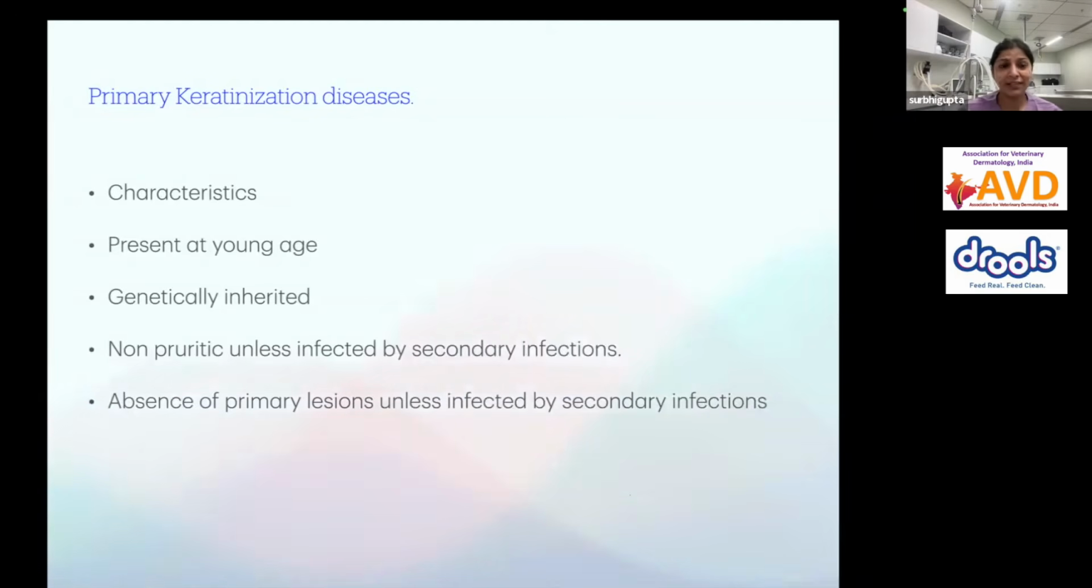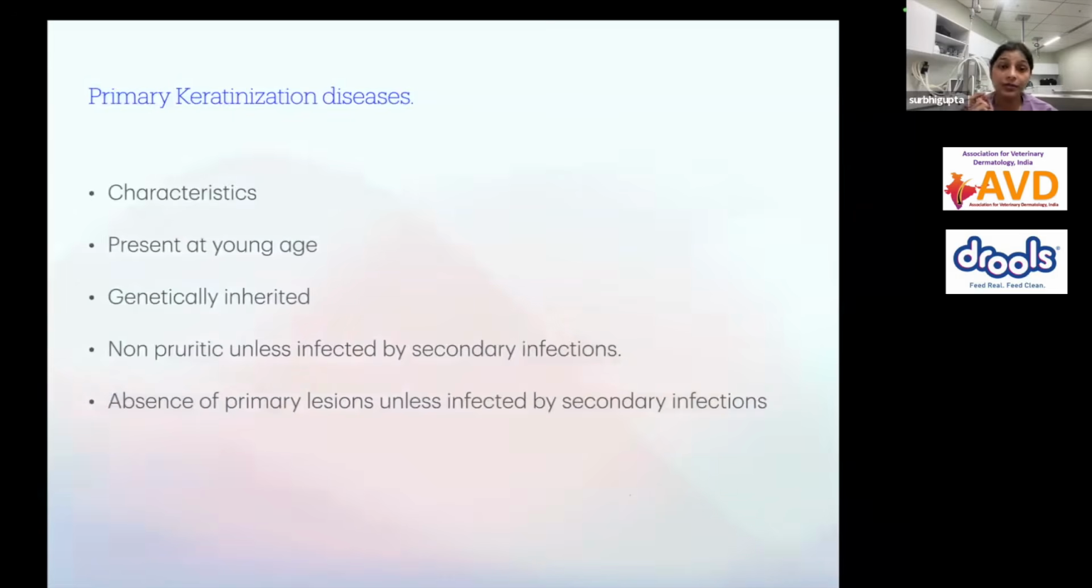And one of the key factors of these diseases is that the lesions are non-pruritic. Until and unless they are infected by secondary infections, there are only scales coming out, and there won't be any pruritus. There also won't be any primary lesion, because here the scales themselves act as the primary lesion.